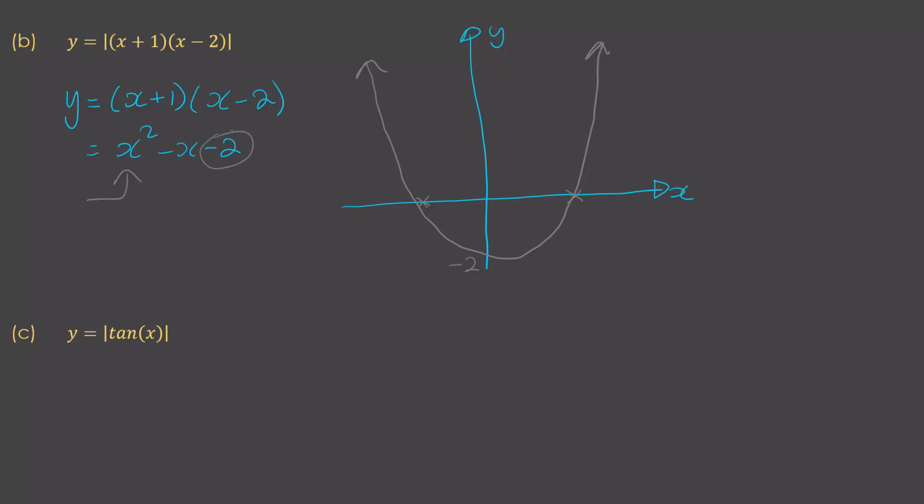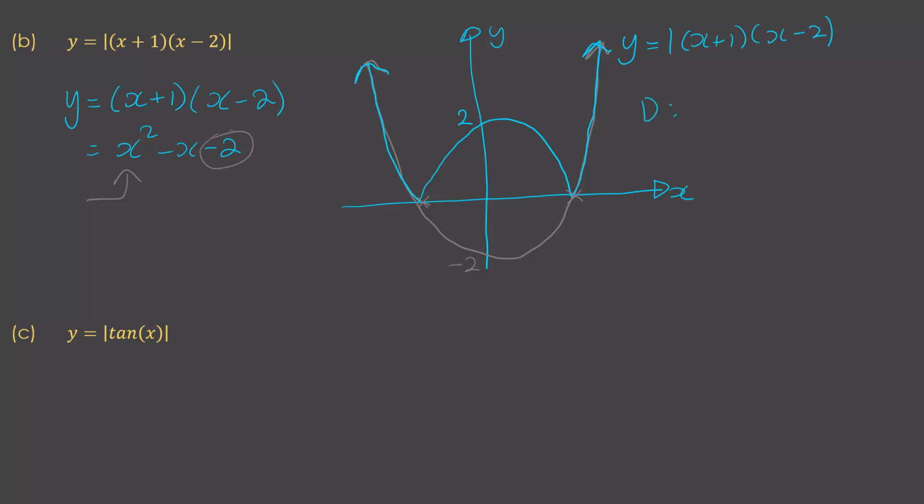Now for the modulus, we know that a modulus doesn't output any negatives. So the part that's below the axis is going to reflect up above, like so. So it will intercept here at 2. But the parts that are above the axis will be returned just as they are. So it's going to look like that. So that is the modulus of x plus 1, x minus 2.